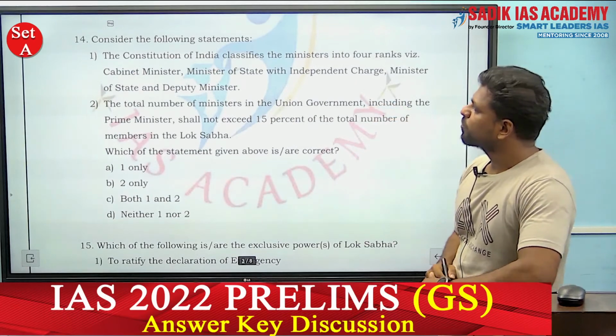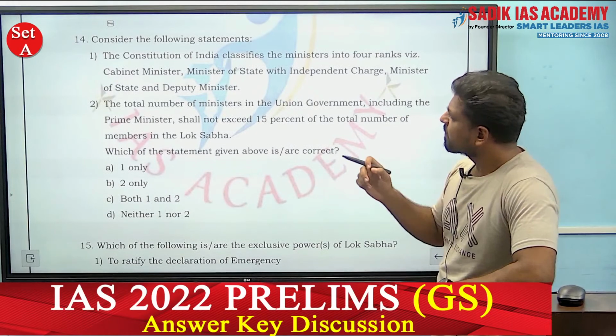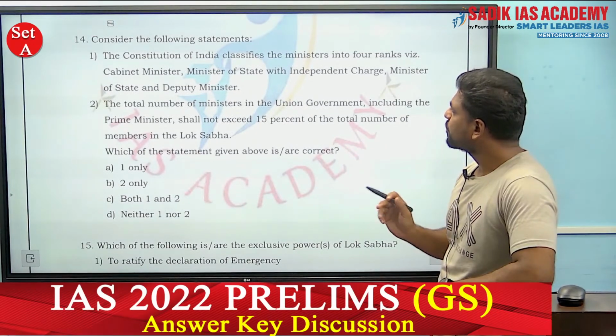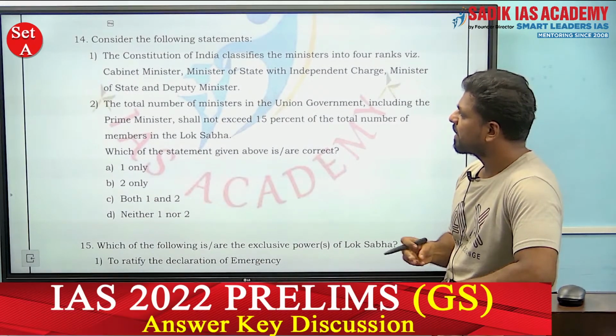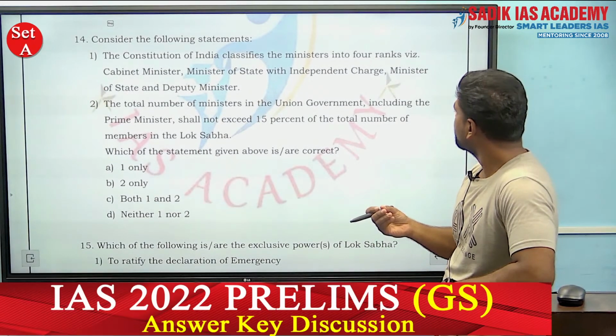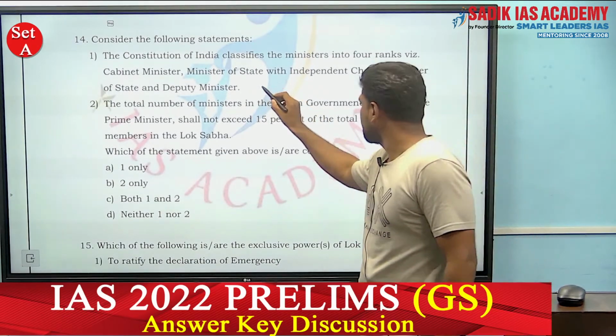Moving on to the next question, the 14th. Consider the following statements. Statement number 1. The Constitution of India classifies the ministers into 4 ranks, namely Cabinet Minister, Minister of State with independent charge, Minister of State and Deputy Minister. This statement is wrong.